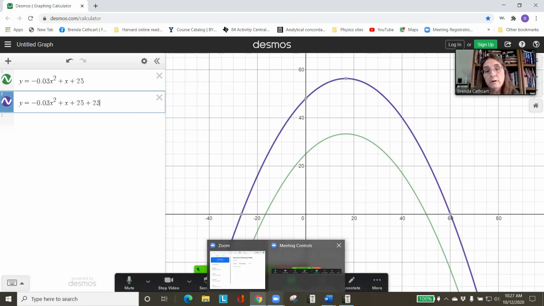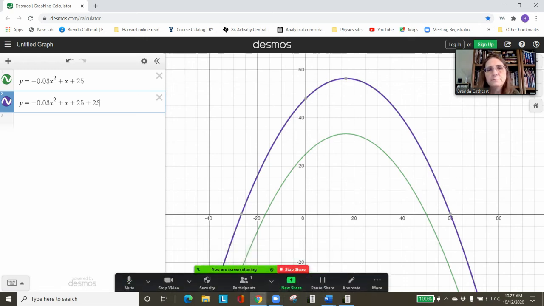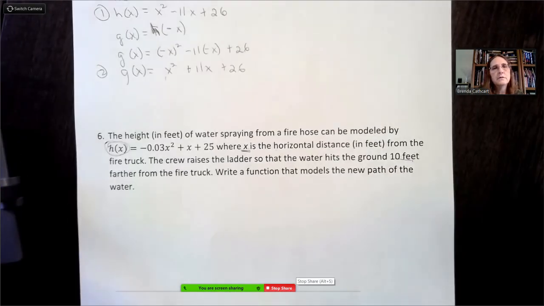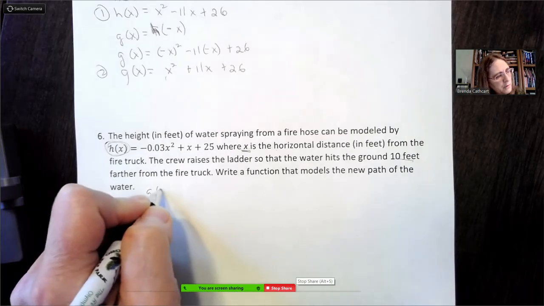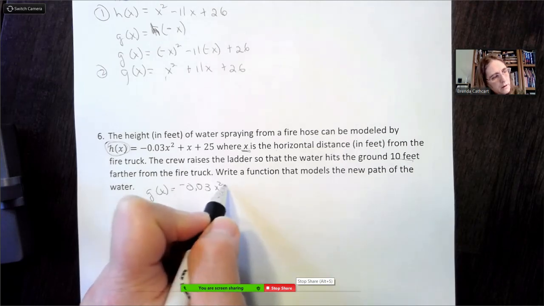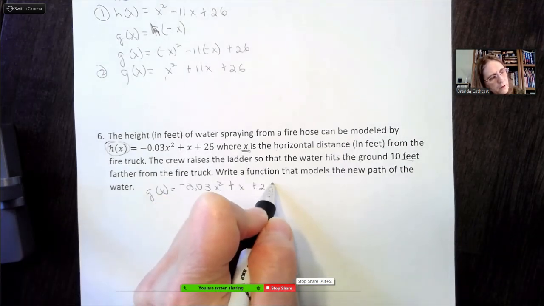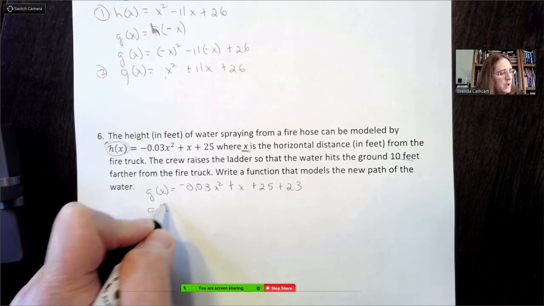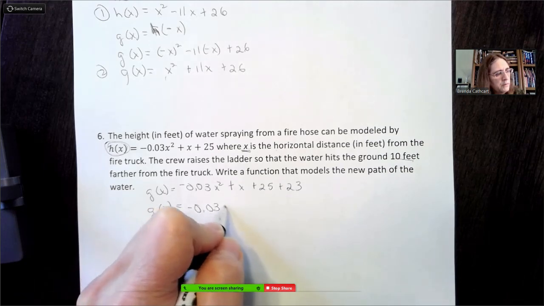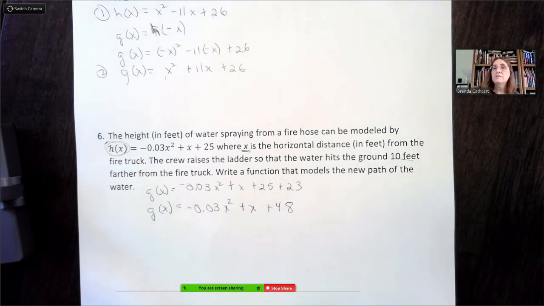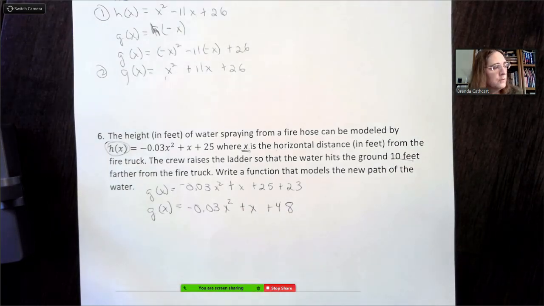Let's record that. I'm going to go back to my camera. And we have here, we moved it up 23 feet. So our g of x is going to be negative 0.03x squared plus x plus 25 plus the 23 feet further we went, or g of x equals negative 0.03x squared plus x plus 48. And that's our lesson on transformations of quadratic functions.